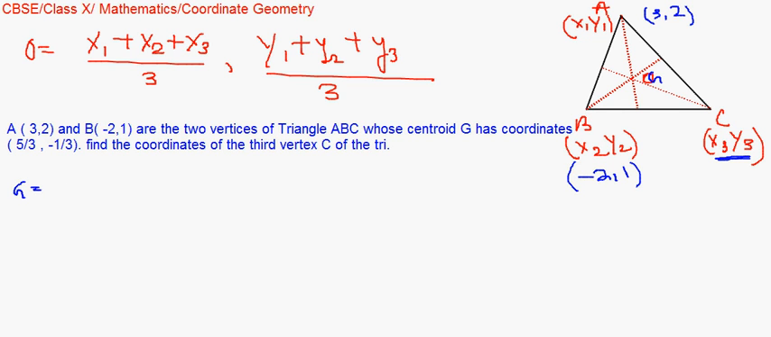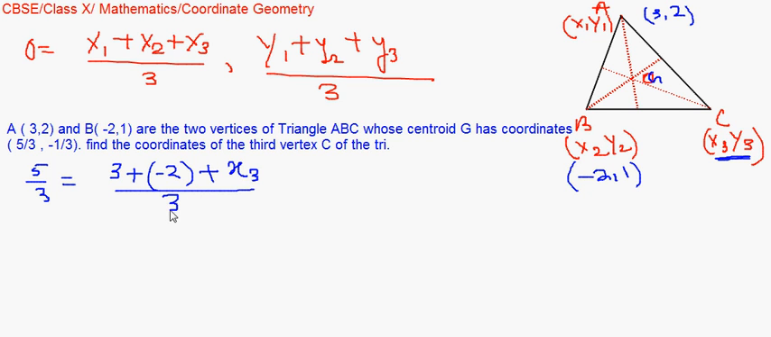So the x coordinate of the centroid, which is given in the question to be 5/3, is equal to x1 which is 3, plus x2 which is -2, plus x3, which is the part we have to calculate, all by 3. If I solve, I get 5 equals 1 plus x3. So x3 is 5 minus 1, which is 4.